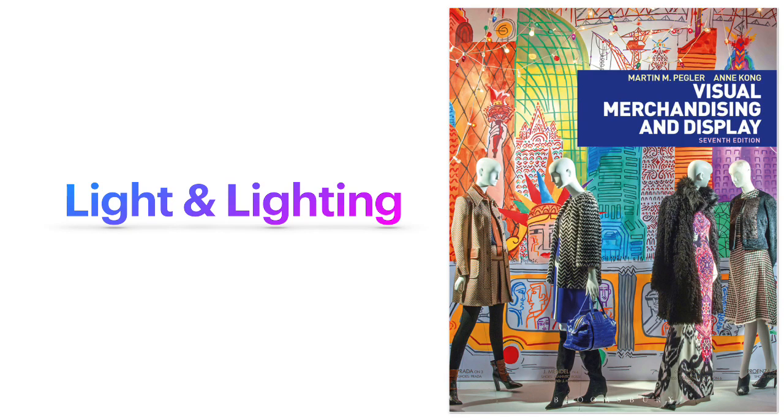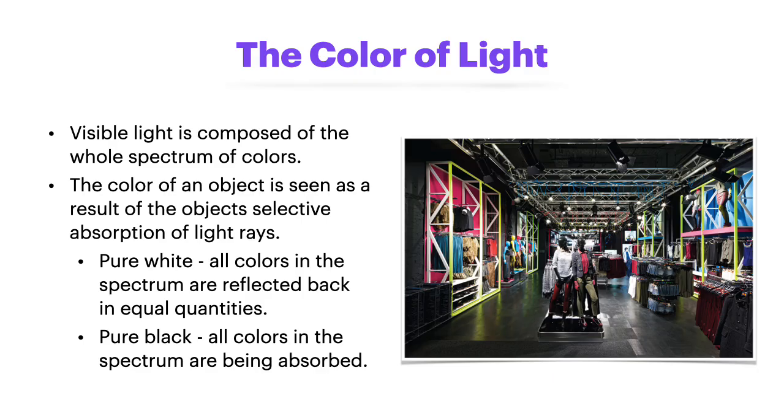Hi class, in this lecture we'll discuss the types of lighting, techniques for lighting window displays, and the significant role that lighting plays in the retail environment. The color of light. Lighting is a significant building block in visual merchandising. The proper use of lighting is captivating and draws a person into focus on a particular item. It can influence decision making and entice the consumer to purchase.